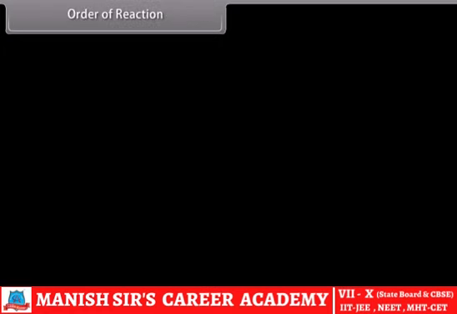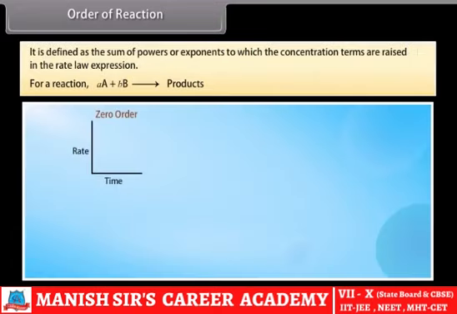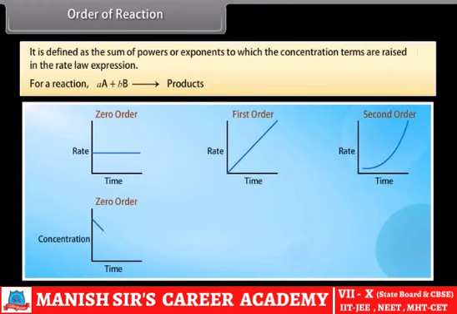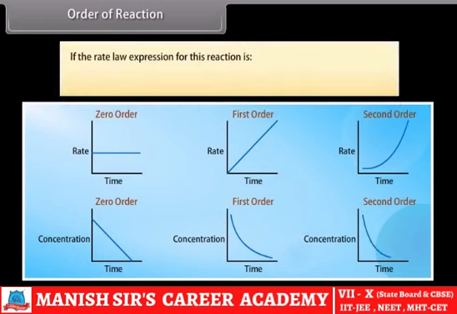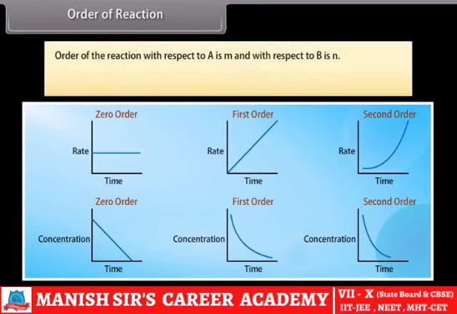Order of reaction. It is defined as the sum of powers or exponents to which the concentration terms are raised in the rate law expression. The rate law expression for a given reaction is given by: rate of reaction is equal to k, A raised to the power m, and B raised to the power n. The order of this reaction is equal to m plus n. Order of the reaction with respect to A is m and with respect to B is n.